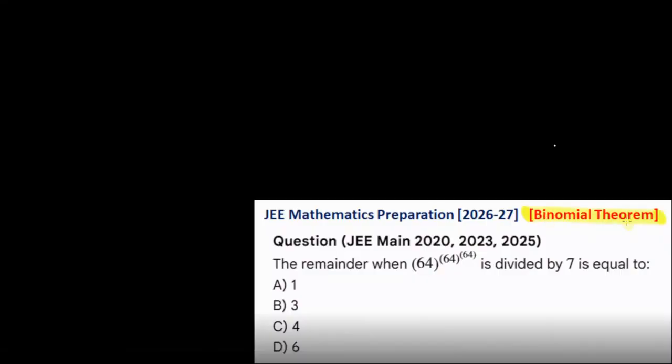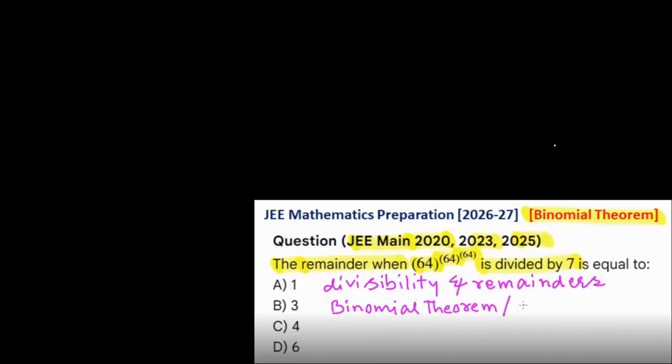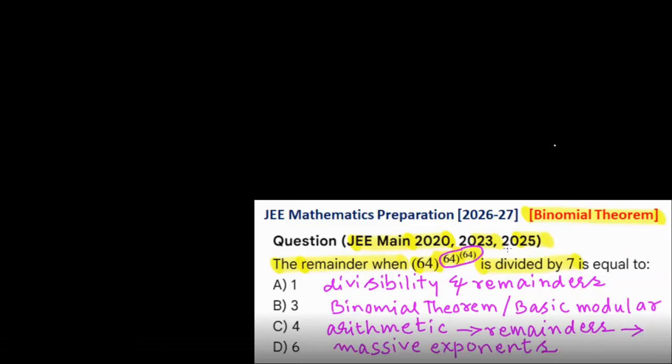Today's topic is Binomial Theorem. This JEE Main question was asked in 2020, 23 and 25. Here we have to find the remainder when 64 to the power 64 to the power 64 is divided by 7. This question is on divisibility and remainders. Using binomial theorem or basic modular arithmetic to find remainders of massive exponents such as these is a quick, scoring and heavily repeated topic.